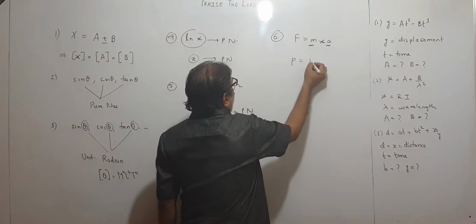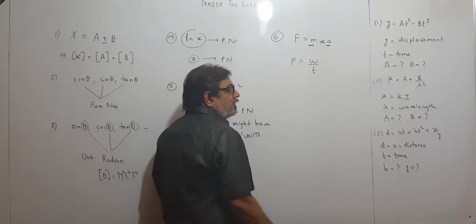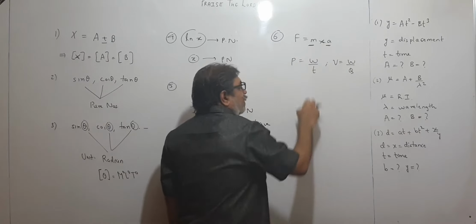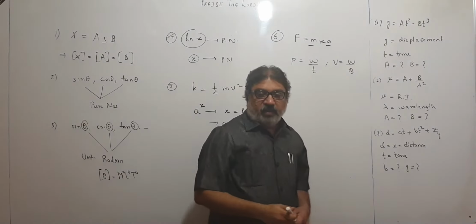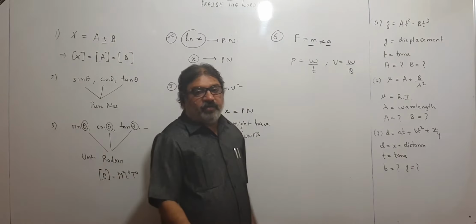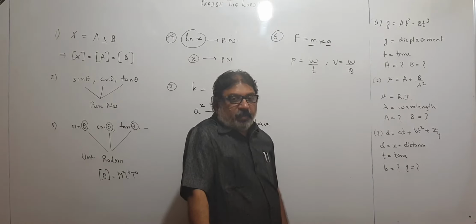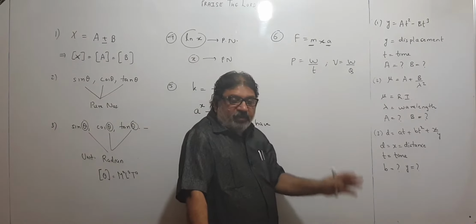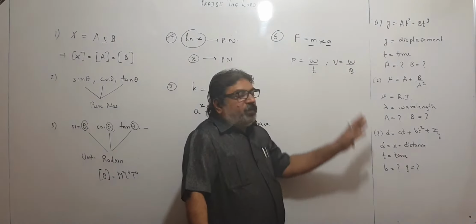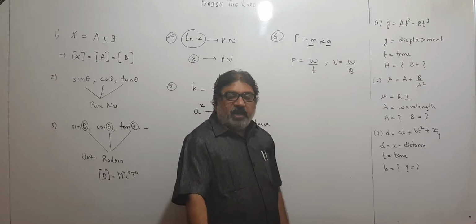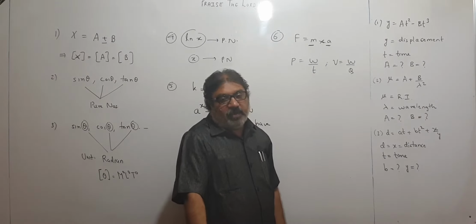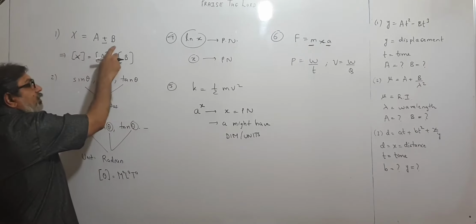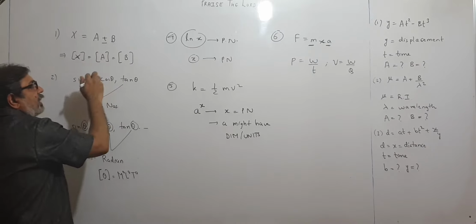Even power is work upon time, or volt is work upon charge. So you can see division is possible even if two physical quantities have got different units or different dimensions. So division is possible even if units are not same. That is okay. Multiplication also is possible, but addition and subtraction are not possible. Please remember these things. And this thing that I told you, x is equal to a plus minus b, means x, a and b will have same dimensions.